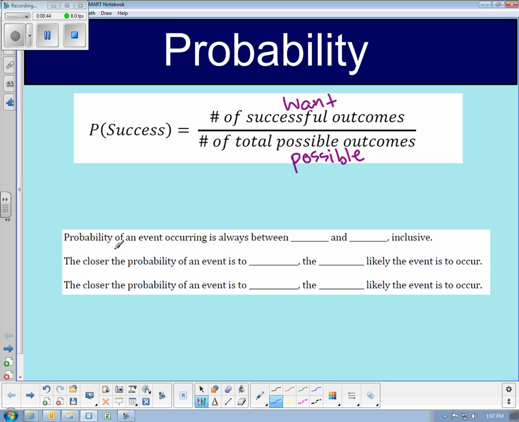Now, the probability of an event occurring is always between 0 and 1 inclusive, meaning that you could have a probability equal to 0, and it could be a 1. You could have a probability that is 100% or 1. The closer the probability is to 0, the less likely it is to occur, and the closer the probability is to 1, the more likely it is to occur. Okay, so we're looking for a decimal, typically between 0 and 1.